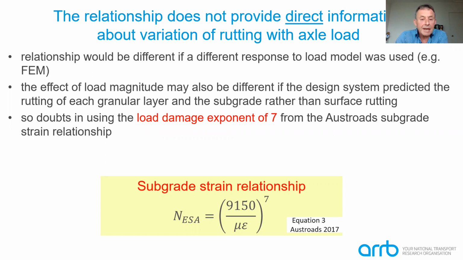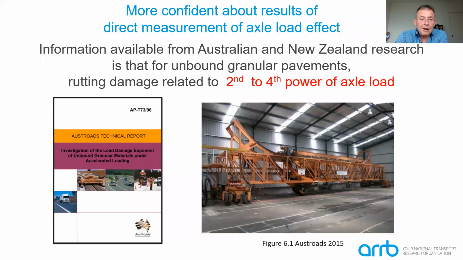There are doubts about whether the damage is related to the seventh power of load from this formula, particularly in light of the earlier experiments that I've talked about in Australia and New Zealand recently, that have really concluded the power is second or fourth power of axle group load rather than the seventh power. And that provided the key to us now using the fourth power law to look at the damage in terms of rutting of granular pavements, and not a seventh power in our mechanistic method.